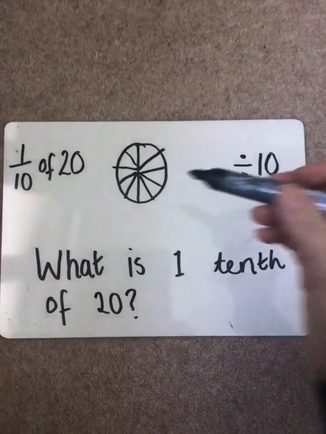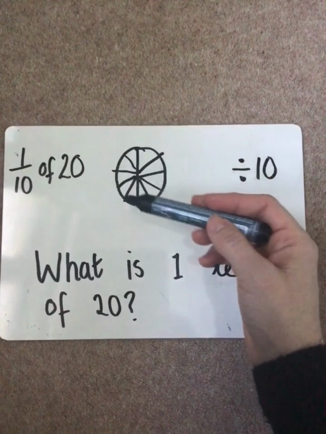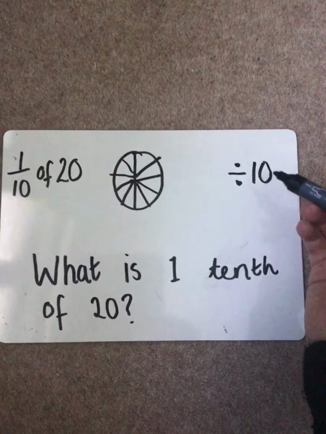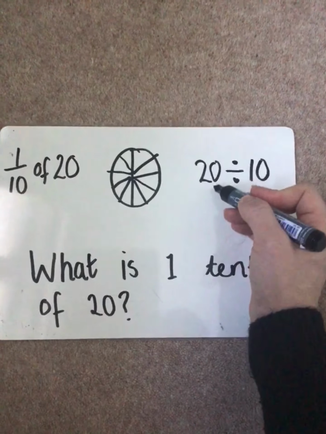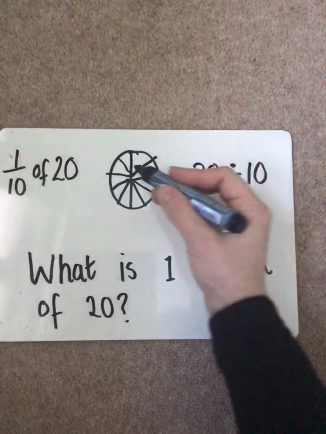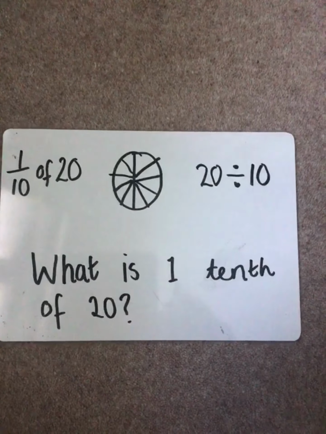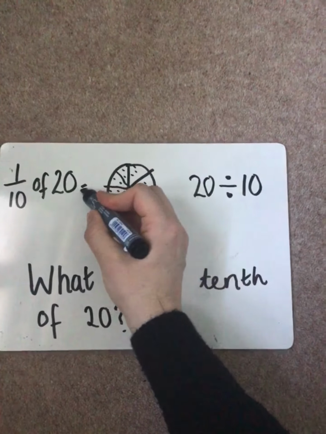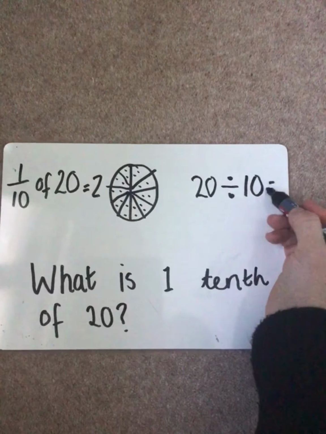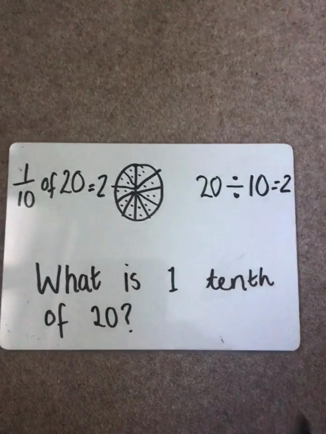So I've split my plate into 10 equal parts, well, supposedly equal parts, and I've got to share out my 20. 20 divided by 10. So I'm going to go round and share them out. And there's 2 in each, so my answer is 2. 1/10 of 20 is 2. Well done if you're still with me, girls and boys.